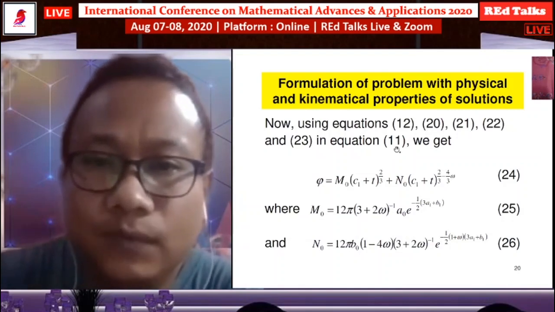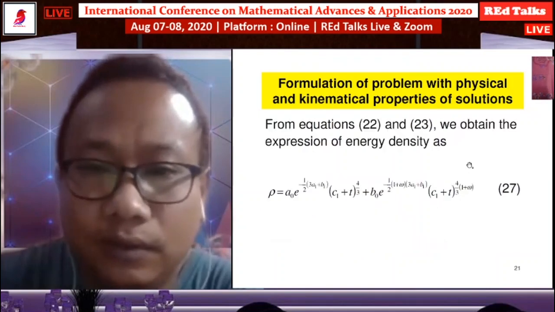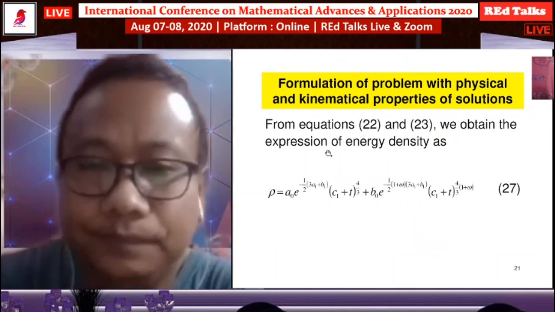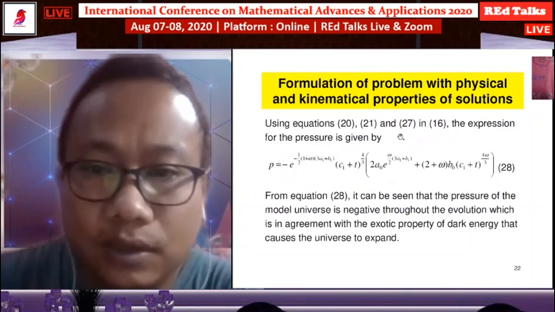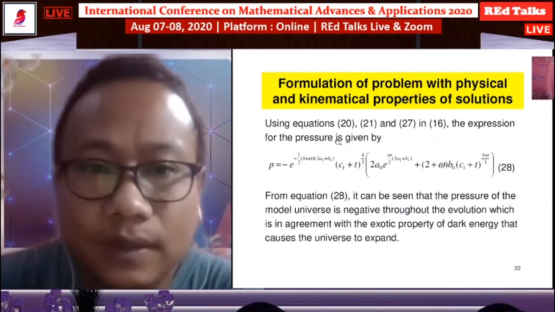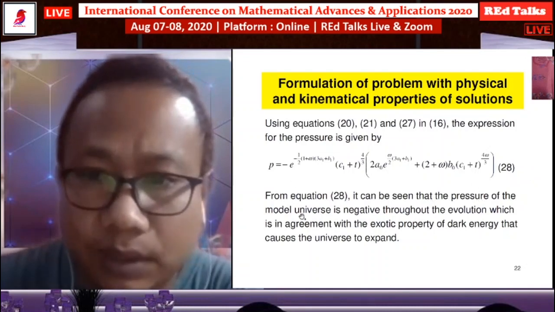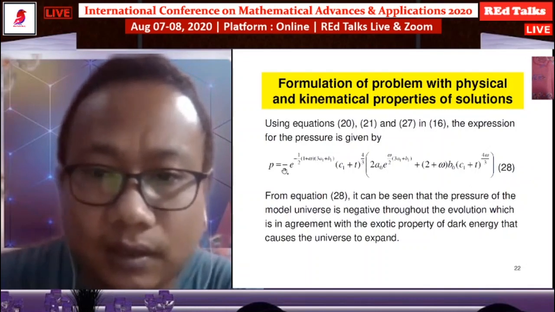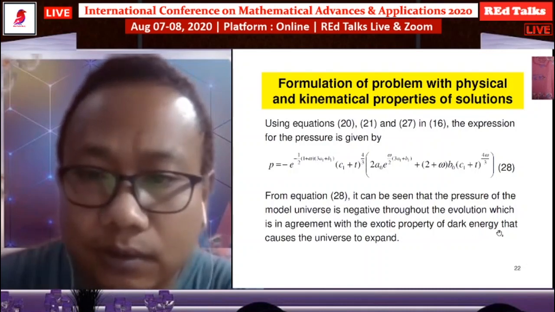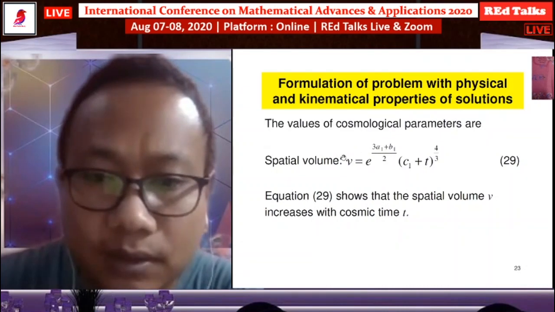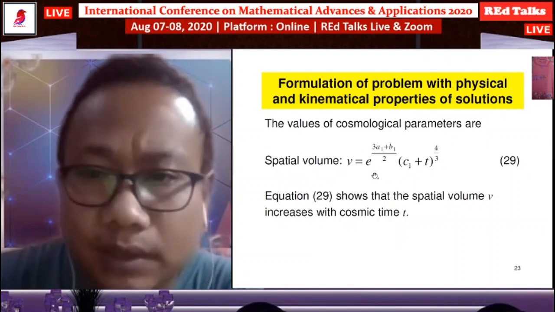Next, using equation number 12, 20, 21, 22, and 23 in equation number 11, we get the value of the scalar field phi given by equation number 24. Now, using equation number 22 and 23, we obtain the expression of energy density as given by equation number 27. Next, using equation number 20, 21, 27, and 16, we get the expression of pressure, which is given by equation number 28. And here, it can be seen that the pressure of the model universe is negative throughout the evolution, which is in agreement with the exotic property of dark energy that causes the universe to expand. Next, the spatial volume is given by equation number 29.